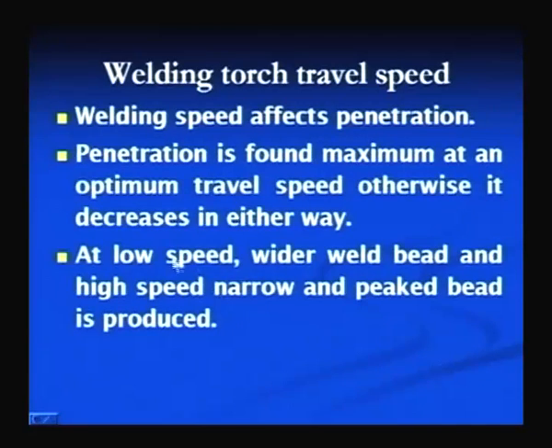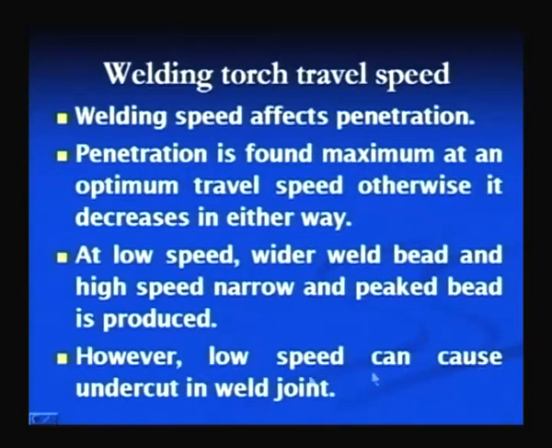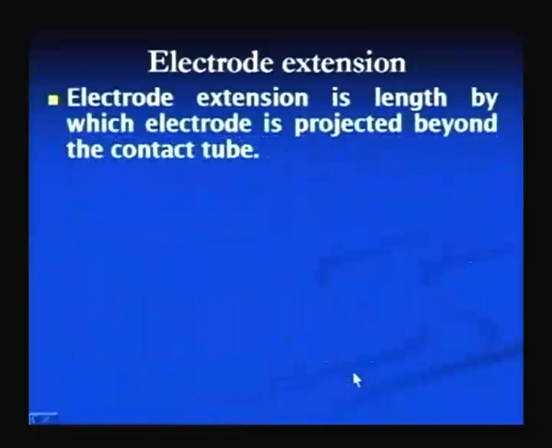So, here the travel speed affects particularly the weld bead width and the penetration both. Here at low speed we get the wider weld bead, and at a high speed the peaked or the narrow weld bead width. Low speed can cause undercut in the weld joints. So, this is another undesirable aspect related to low speed welding in the gas metal arc welding process.